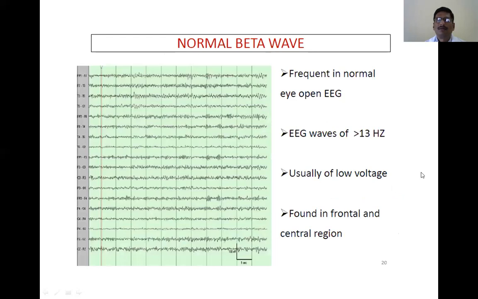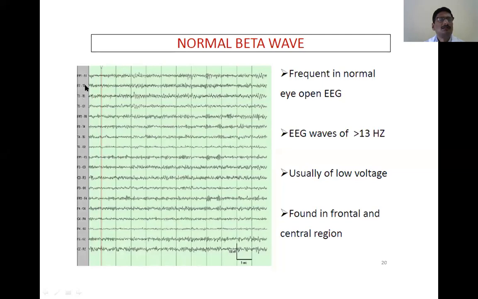And normal beta waves have high frequency, more than 13 hertz, and are frequently seen with eyes open, and are found in the frontal and central regions. They normally have low voltage. Whenever the frequency is more, the voltage becomes less. That is the thing. So these are all the beta waves of different leads.